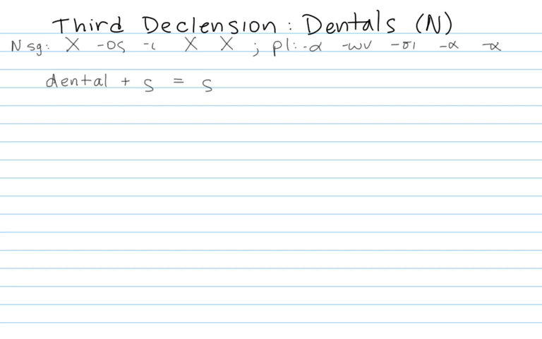When you have a final dental plus a sigma, the dental goes away and you're left with sigma. The other thing that we'll see is that if the stem ends in a final consonant and there is no ending, then that final consonant also disappears. And I will show you what I mean.